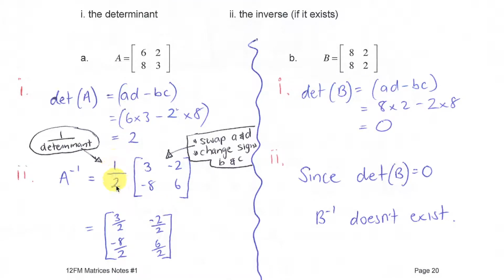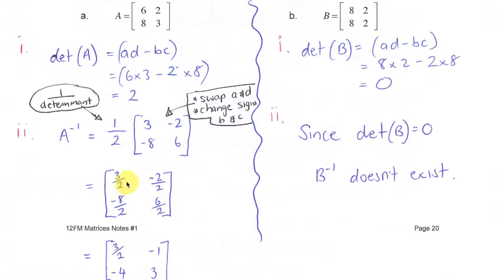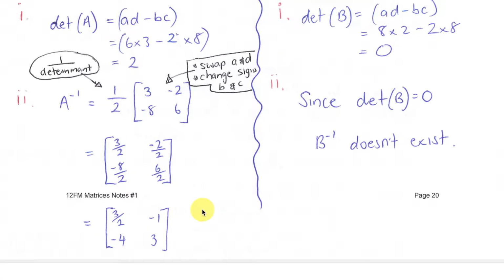So we've got this fraction out the front. So I can now multiply everything that's inside that matrix by what's outside. So we can see what we've got there, 3 on 2, negative 2 on 2, negative 8 on 2, 6 on 2. And of course, in lots of those cases, the fractions can simplify. So negative 8 on 2 becomes just negative 4, negative 2 on 2 becomes negative 1, 6 on 2 becomes 3, and then 3 on 2 doesn't change.